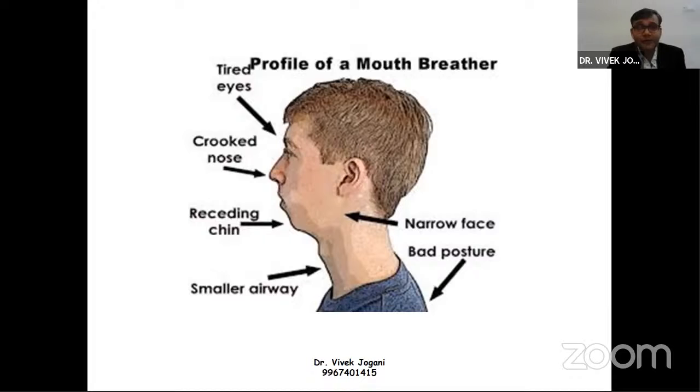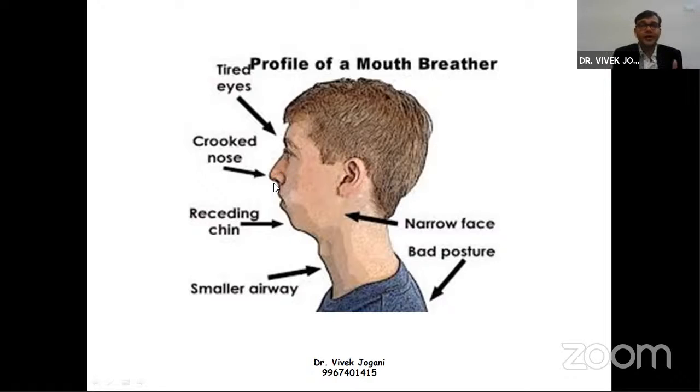Now, when we say the profile of a mouth breather, when you see this picture, I'm going to demonstrate on myself as well, and make you aware of things. But first, understand that the child has a bad posture because of the humping of the back, a narrow face, a smaller airway, receding chin. Receding chin is nothing but that the lower jaw, the mandible, the bone below, stays inward and does not develop as well.